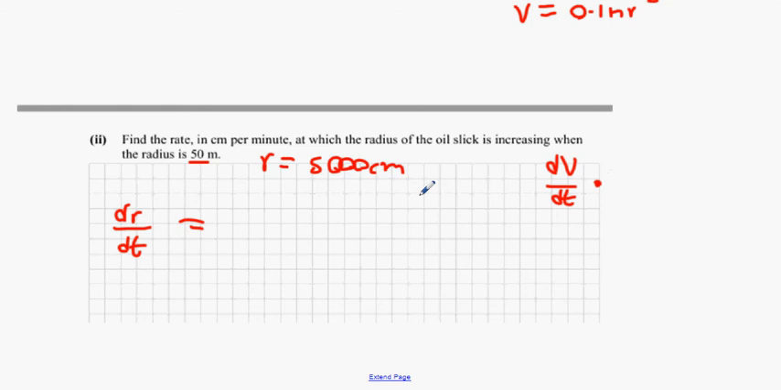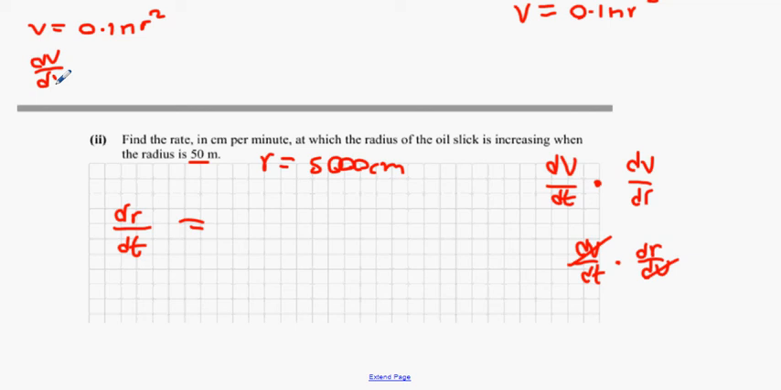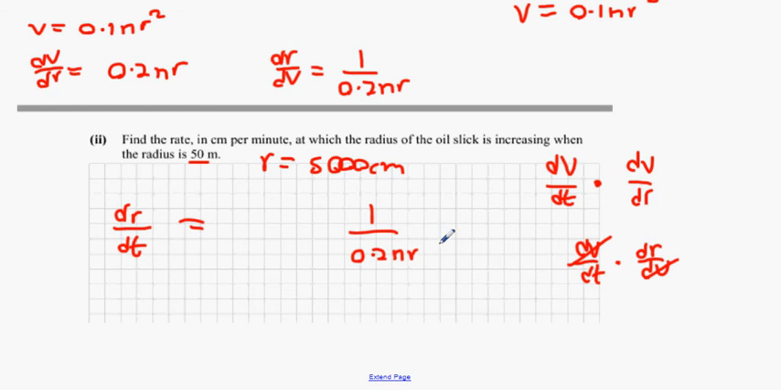So for dr dt, I can also do dV dr. If I turn dV dr upside down, I get dr dV, and multiplying by dV dt, the dV's cancel to make dr dt. You know that V is 0.1 pi r squared. Differentiate that to find dV dr, which is 2 times 0.1, so 0.2 pi r. Turn it upside down, so dr dV is 1 over 0.2 pi r. Now we know dV dt is the rate at which the volume is increasing with time, and we know that to be 4 by 10 to the 6.